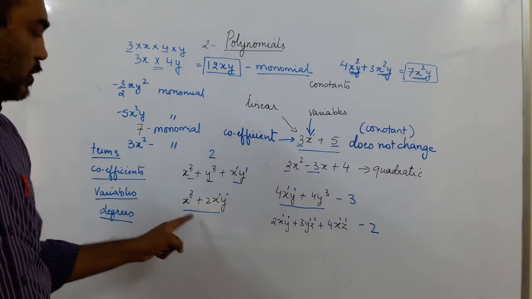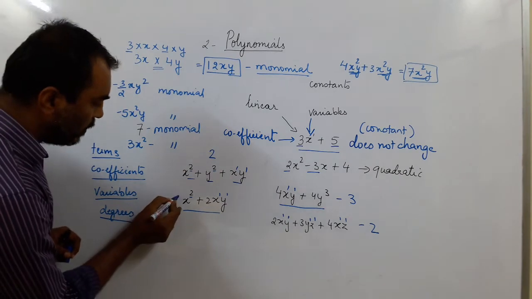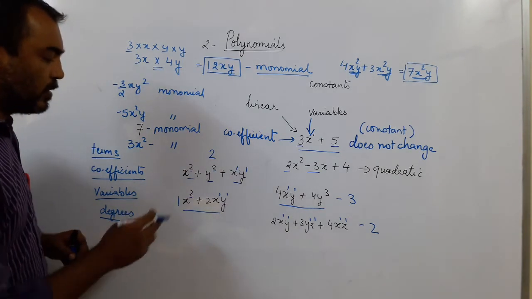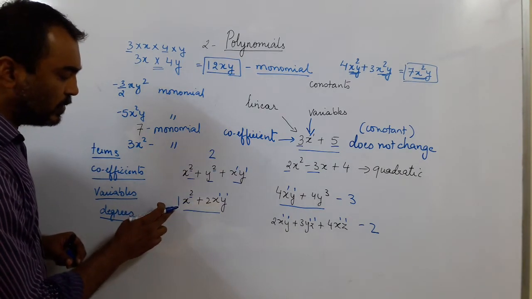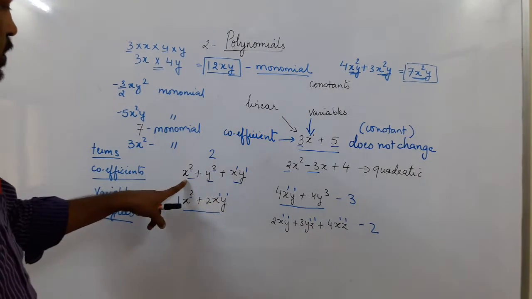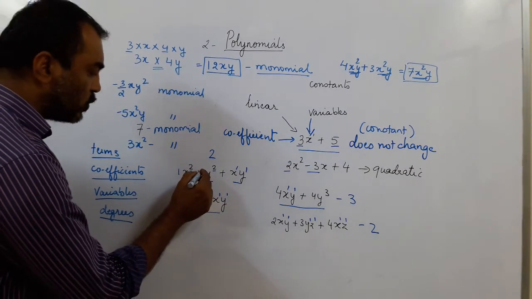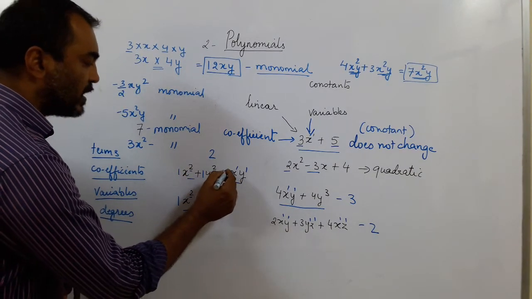Then here, the coefficient of x square, there is no number here. So we can always put 1, because 1 into x square is x square. So the coefficient of x square is 1, the coefficient of xy is 2. Here, the coefficient of x square is 1, the coefficient of y square is 1, the coefficient of xy is also 1.